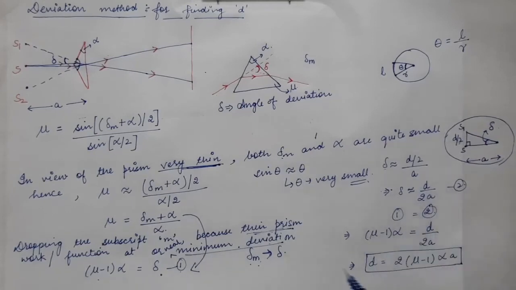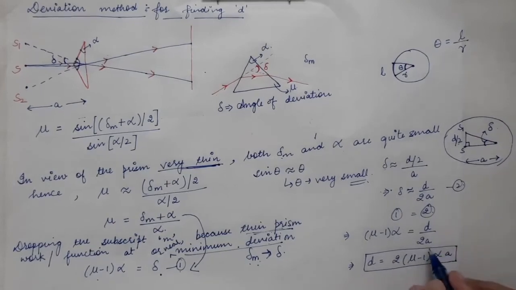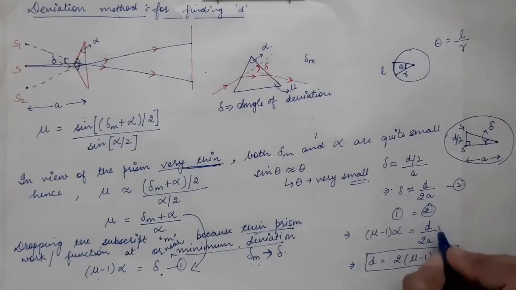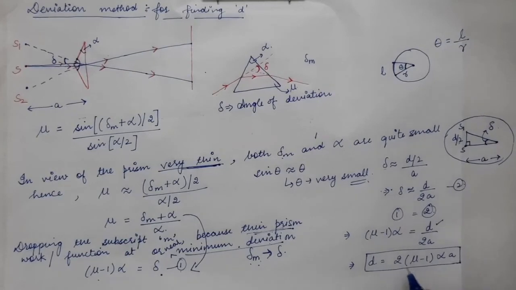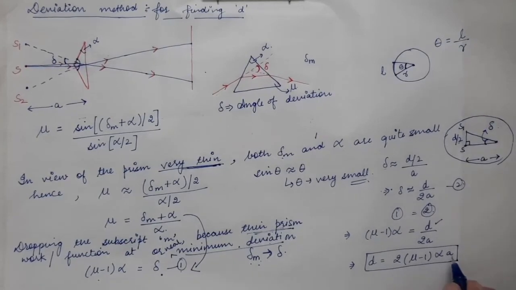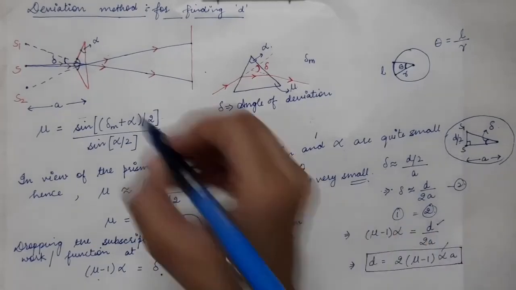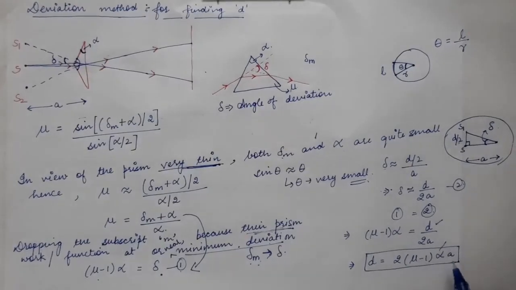So we can equate these two equations. We will get mu minus 1 times alpha equal to d by 2a. Simply we will equate the first and second equation. So from here we can calculate the value of small d, which will be equal to 2 times mu minus 1 times alpha times a, where mu is the refractive index of the material of the prism, and alpha is the refracting angle, or you can simply say it is the angle of the prism. This particular angle is the angle of the prism.